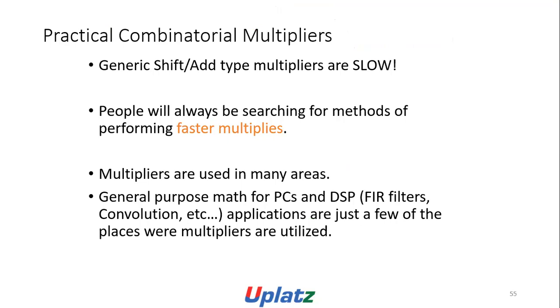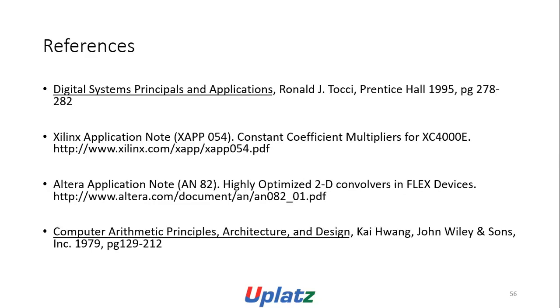Practical combinatorial multipliers: general shift-and-add types of multipliers are slow. People will always be searching for methods of performing fast multiplication. Multipliers are used in many areas: general purpose math for PCs and DSPs, FPGA filters, convolution, etc. These applications are just a few of the places where multipliers are utilized. References are given here.